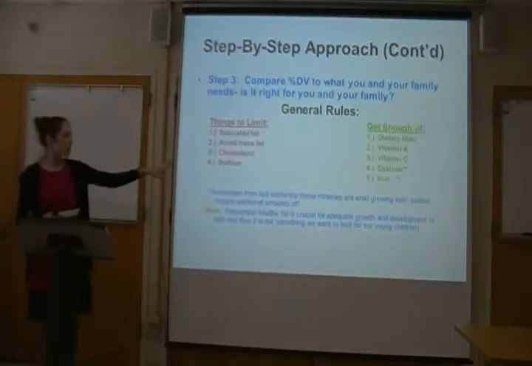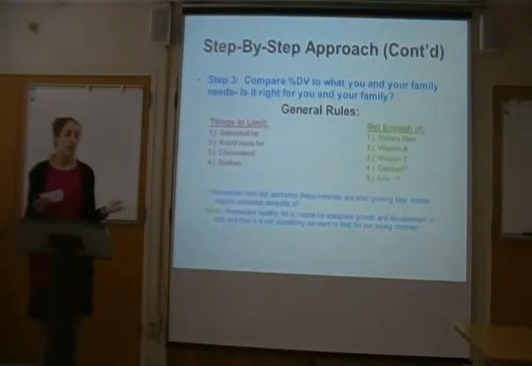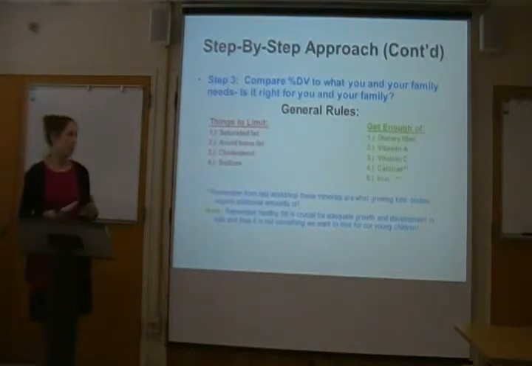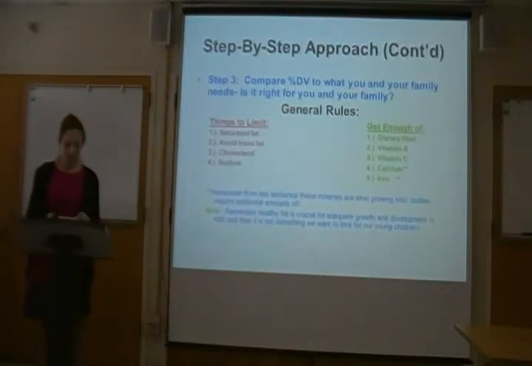And I have an asterisk next to the calcium and iron because, if you remember from my previous workshop, these are the nutrients that children need in large quantities because their bodies are rapidly growing and building bone. And then I also want to point out another note, just when it comes to young children, it's very important that we're not limiting their fat because that is crucial for adequate growth and development.